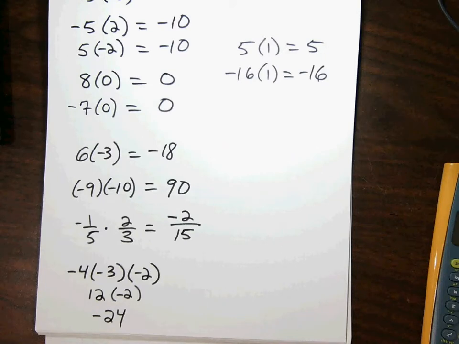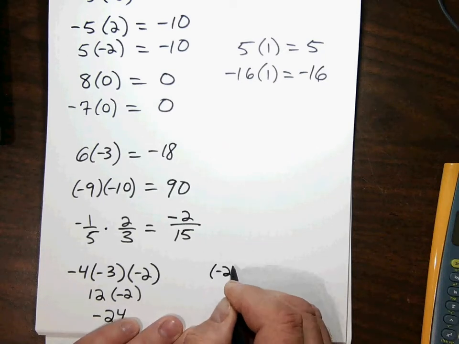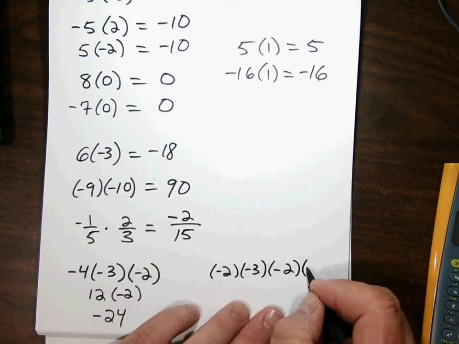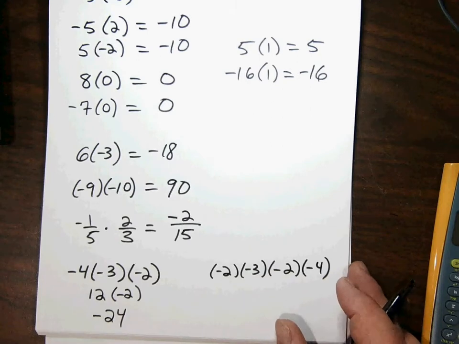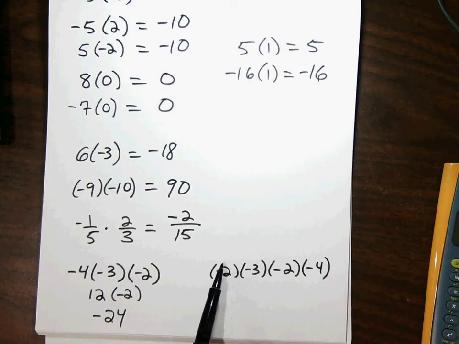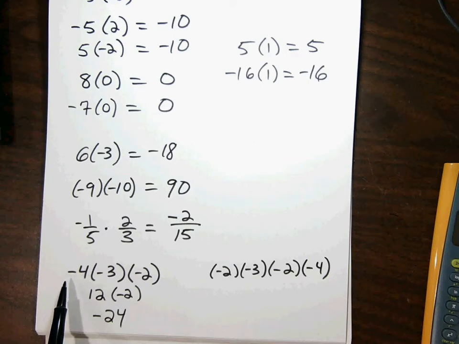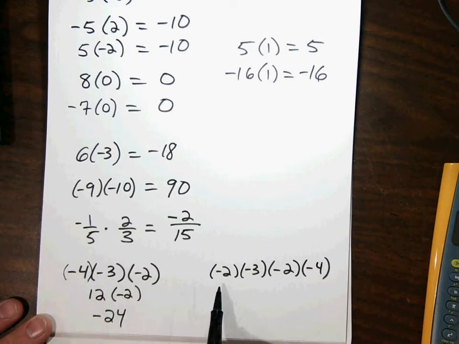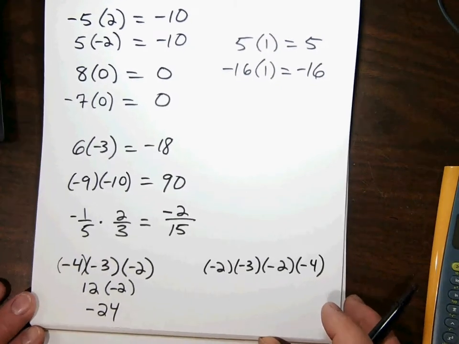Okay? How about this? -2 times -3 times -2 again times -4. Now incidentally, over here I put the first number in a parentheses, and over here I didn't. There are times when a parentheses doesn't really matter, doesn't change anything. I could have put it here as well. I didn't have to over here. It's just, I'm not always consistent. But there are other times when a parentheses is absolutely necessary. But in that case, it wasn't. So don't be confused by that.